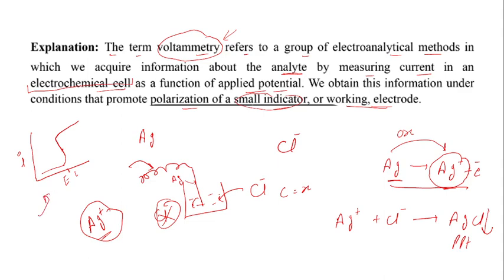This method is also known as coulometry. You can measure how much charge you provide in the electrochemical cell, and on the basis of that you can say how much chloride ion was there in your analyte. So this is a simple example, a basic thing, about voltammetry.